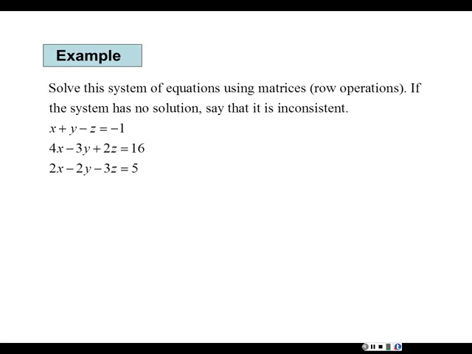So let's write the rule here. We multiplied row 2 by negative 1 over 7, row 2. Okay, now we want that element to be 0. What are we going to do? We can multiply the middle row by negative 1 and then add here.